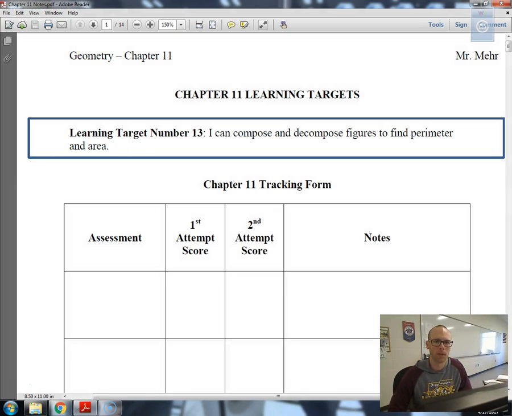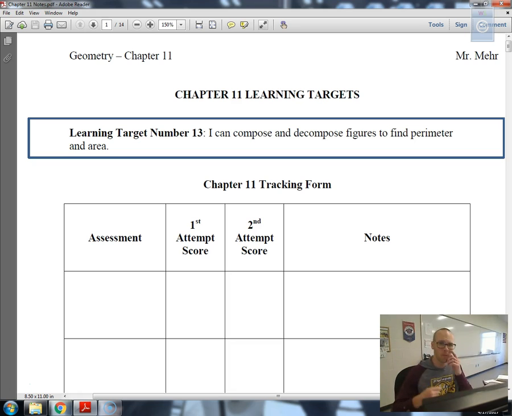What are we going to learn about this chapter? Well, as you can read from our learning target at the top of your note packet, I can compose and decompose figures to find perimeter and area. So what we're really focusing on here, this chapter, is going to be finding area. That's the big thing. Now, when it says compose and decompose, what does that mean?